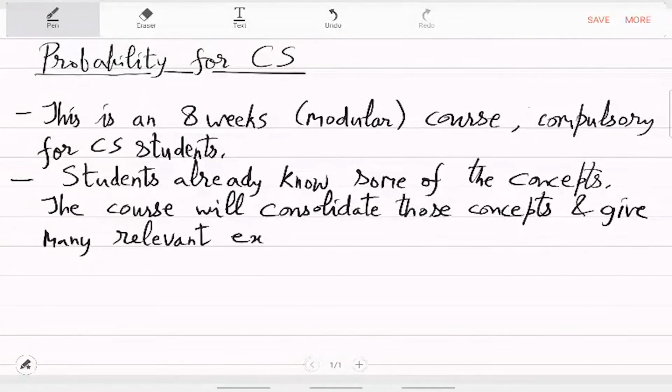These examples will obviously require understanding of math, but they will not be purely mathematical. They will be inspired from real life situations that appear in computer science. Also, it is a compulsory course because it is in fact required for more advanced courses.